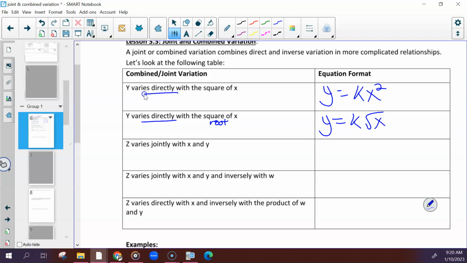The word jointly, think about directly, they kind of go hand in hand. When you are multiplying your variables together, they'll be next to one another.